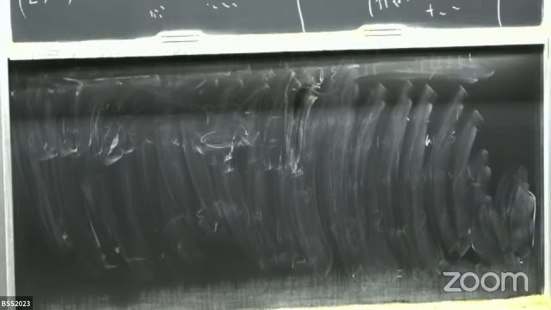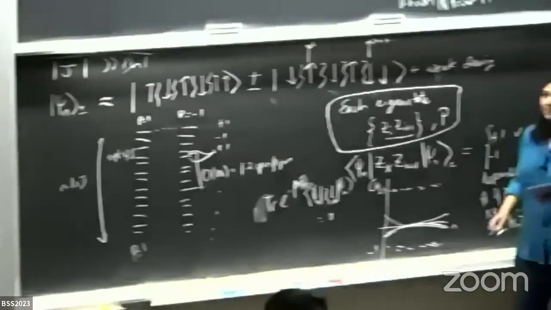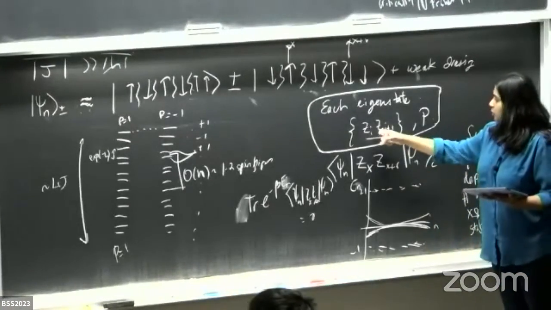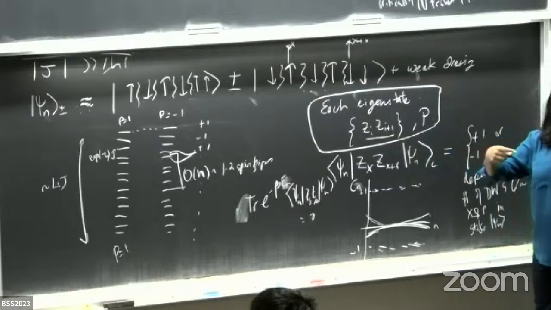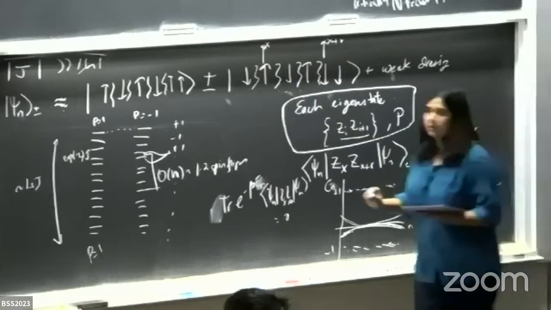Yeah, these are your conserved integrals of motion. That's right. So at h equals 0, it's these, and at h away from 0, they're going to get dressed a little bit. I'll come to that.